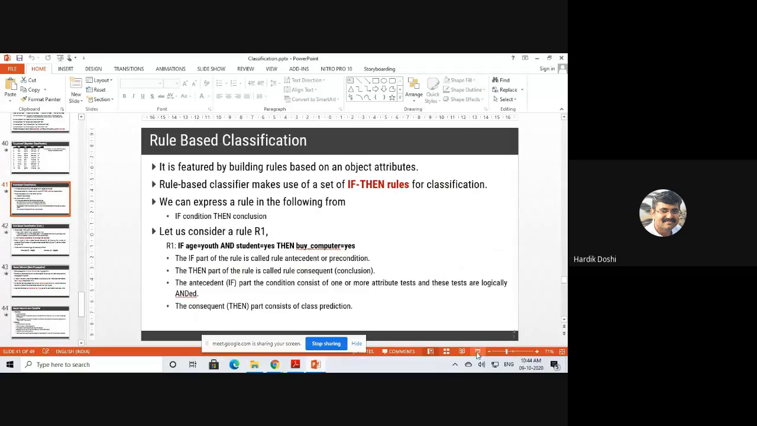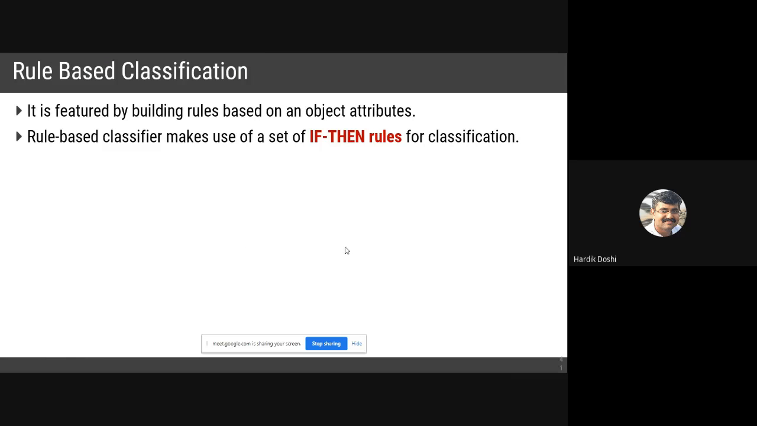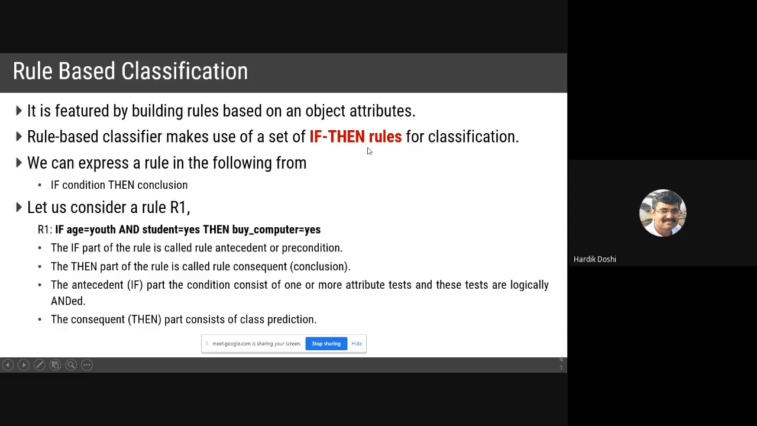Rule-based classification is featured by building rules based on an object's attributes, and a rule-based classifier makes use of if-then rules. It is always going to use: if this condition is satisfied, then execute something. We are very much clear about if-then. We can express a rule in the form: if condition, then conclusion.